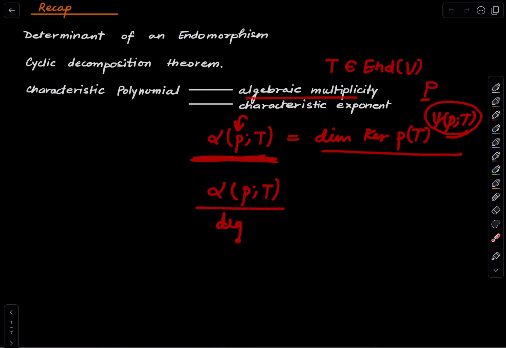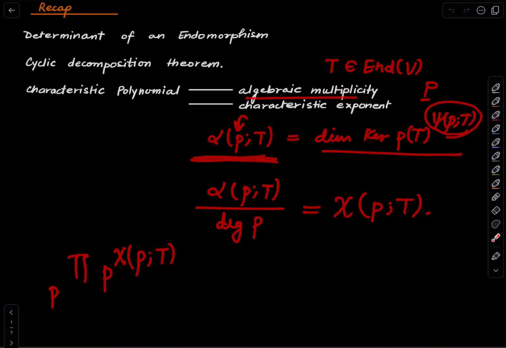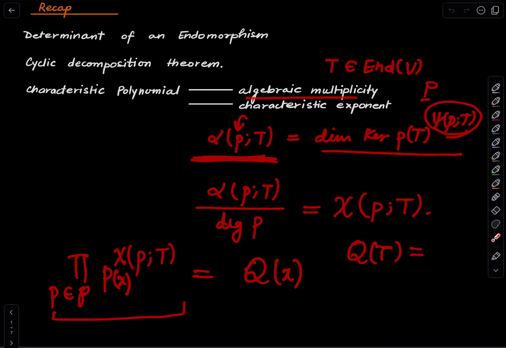this ratio was defined as the characteristic exponent, and the characteristic polynomial is the product over all the eigenpolynomials, each raised to its characteristic exponent. If we write Q(x) to denote the characteristic polynomial, we saw that Q(T) is 0. This was simply because the minimal polynomial divides the characteristic polynomial. That was all.